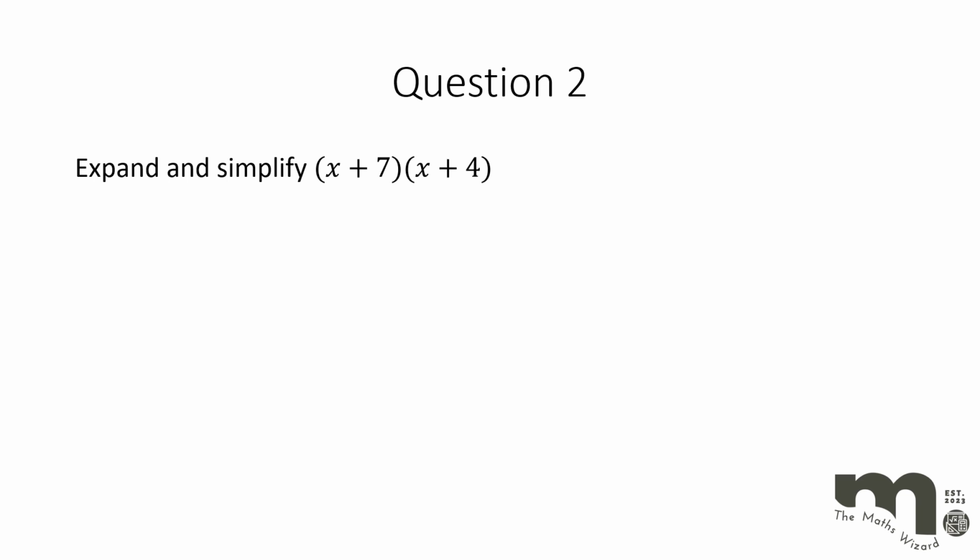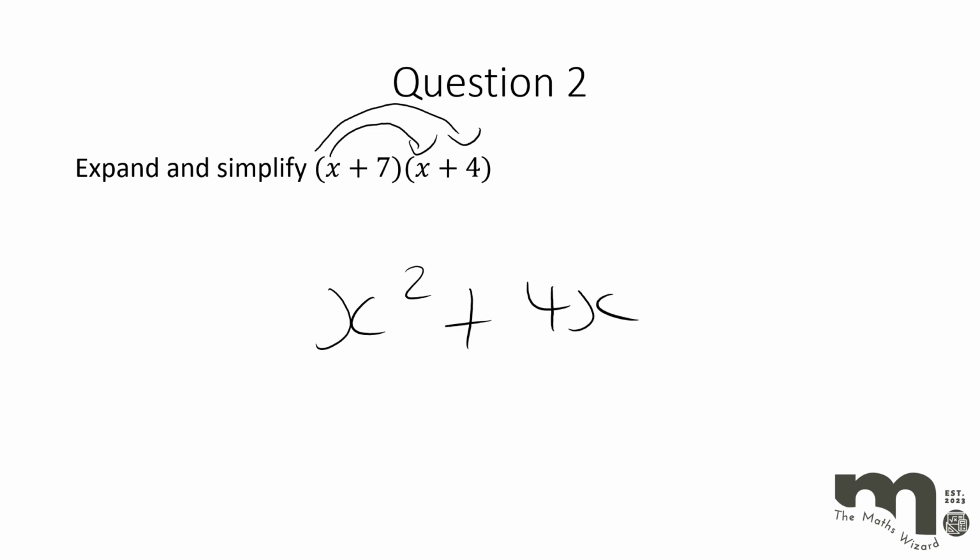So let's have a look at one more of these first, before we look at some more complicated ones. So pause your video and have a go. Okay, we've got on this one x times x, which is x squared, x times 4, which is 4x, x times 7, which is 7x, and 7 times 4, which is 28.